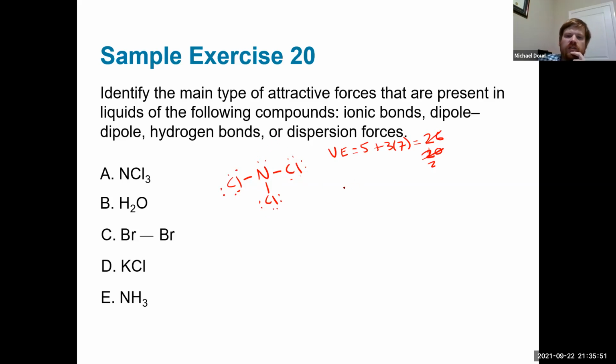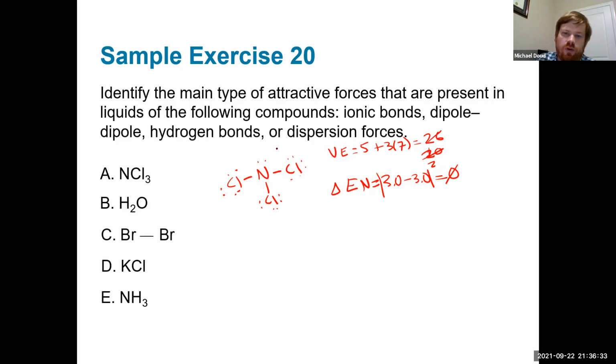For that, we need the electronegativities of nitrogen and chlorine. And I do not have those numbers. Let me guess first, and then we'll see if I'm right or wrong. So chlorine is 3.0, and nitrogen is, I think, 3.0 as well. Click on the electronegativity chart here, and yes, I'm exactly right. So it's 3.0 minus 3.0, absolute. So that means these bonds are nonpolar.